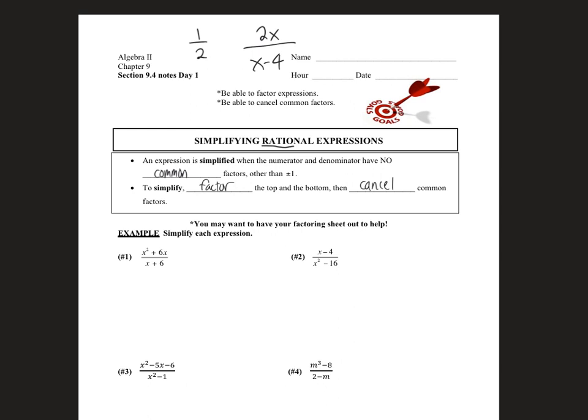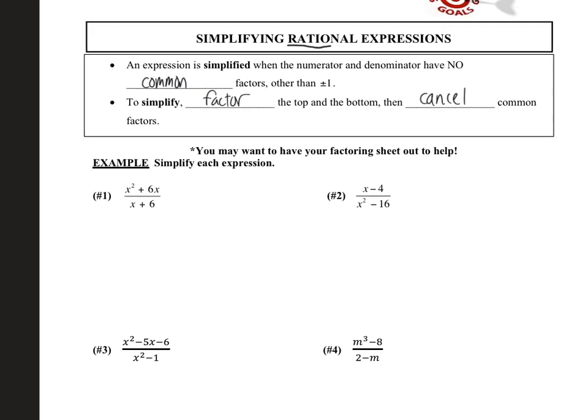Today we're going to be talking about reducing fractions, but with more complicated rational expressions. And we're also going to be talking about multiplying or dividing. But the trick is that it's going to be very similar to the properties of fractions, because these are just more complicated fractions, okay? You may want to have your factoring sheet out to help. The factor flow chart is going to be very useful for this. Make sure you talk to me in class if you need a new one.